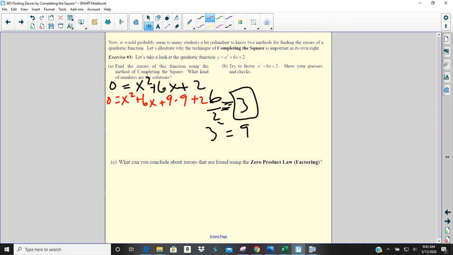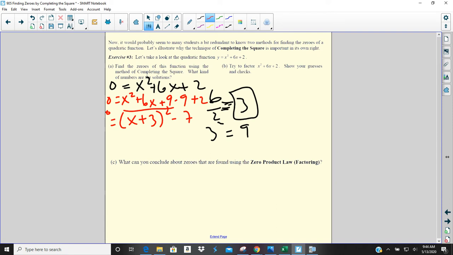All right. Find the zeros using this method. What kind of numbers are the solutions? So let's go to the perfect square trinomial, which is going to be x plus 3 squared. Go back to your clue. And then negative 9 plus 2 is negative 7. That equals 0.